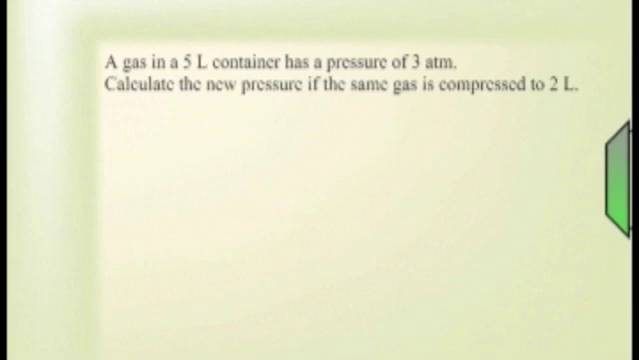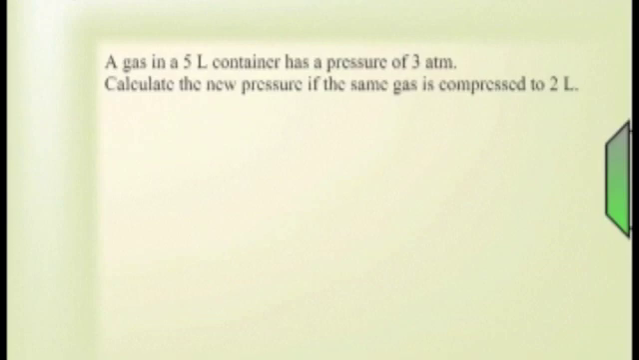So I can use this equation, if I know three of the four things, to find the missing one. Perhaps I'll change a volume and a pressure, and I can measure what the new situation might look like. Let's try an example. A 5-liter container has a pressure of 3 atmospheres. Calculate the new pressure if the same gas is compressed to 2 liters.